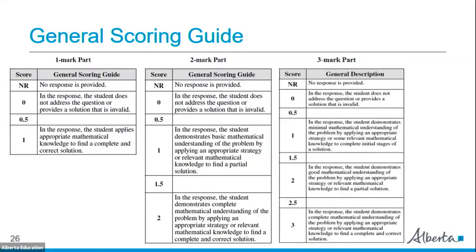And then there is the 3 mark general scoring guide used by Math 30-1 only. If a student's response doesn't meet the performance level of a benchmark score, then we have augmented scores of 0.5, 1.5, or 2.5, which can be awarded. The specific scoring guide for benchmark scores are refined, and augmented scores are developed during every marking session.